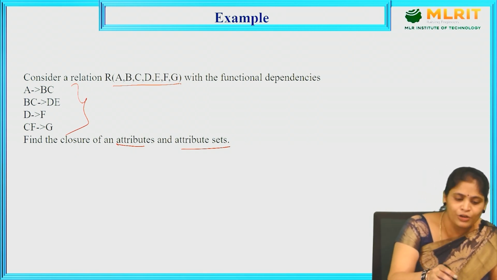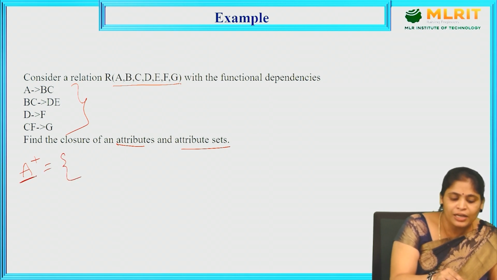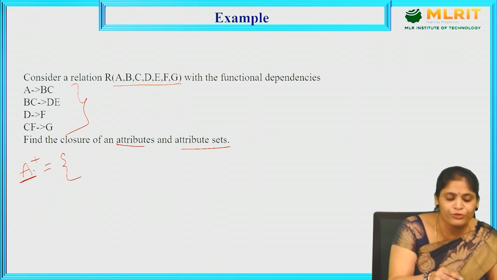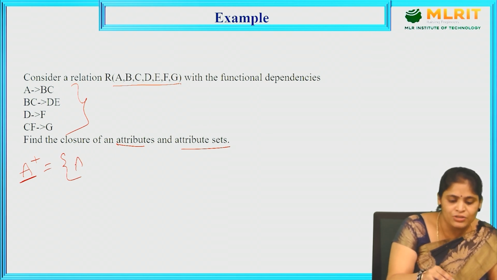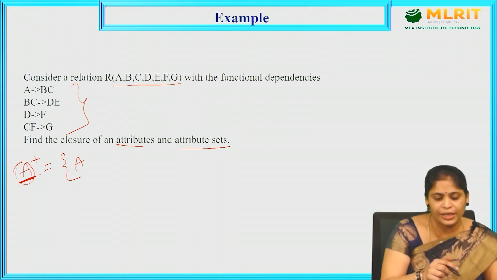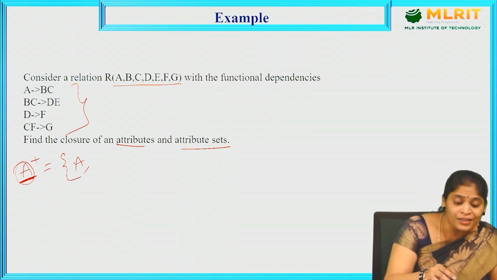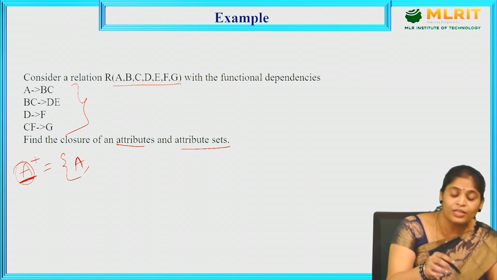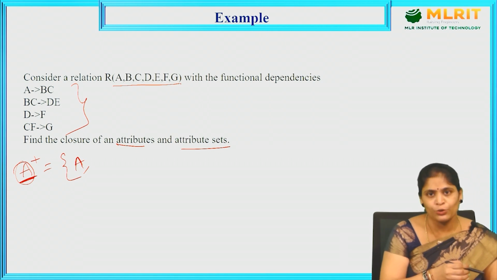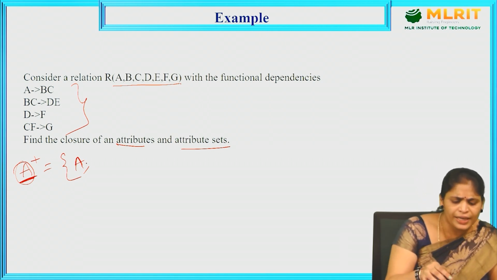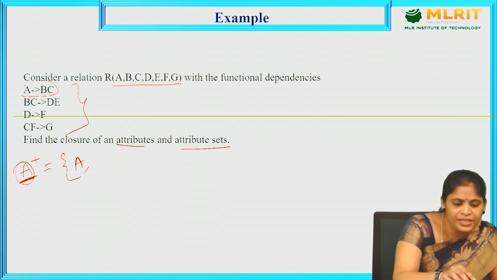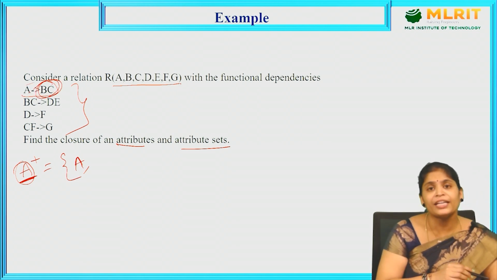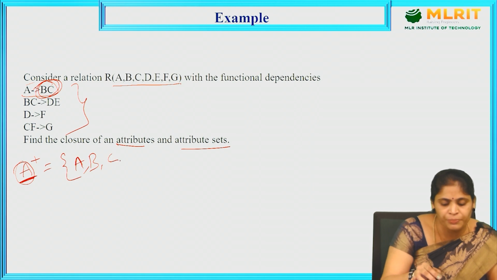So, let us find the closure of A. What is the closure definition? We have to include all the dependencies. Whatever variable we are going to take, A, comma, and the FDs that A can derive, we need to include. Here A we have included. What does A derive here? A derives BC. So here we have to include BC.